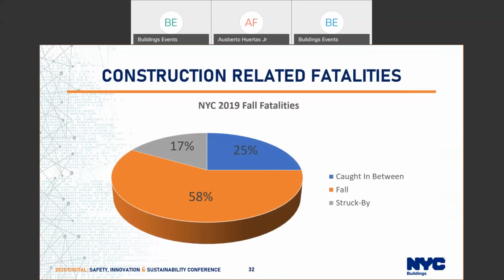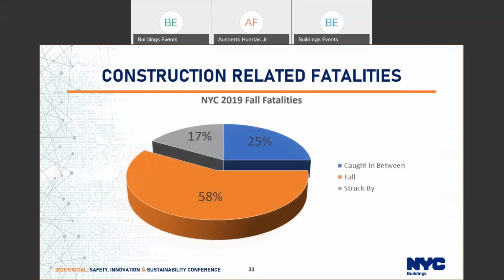This slide is showing percentages of fatalities for 2019. In 2019, we had a total of 12 fatalities reported. That resulted in 25% being caught in between, 58% related to a fall, and 17% related to struck by. As falls have the lead in our records for fatalities, showing 58%, let's start with a fatality incident case study.